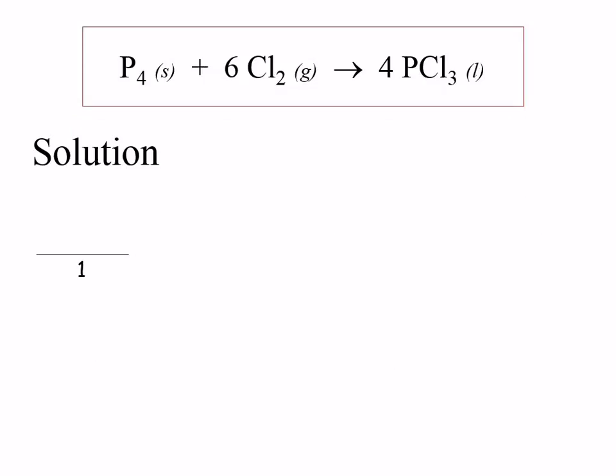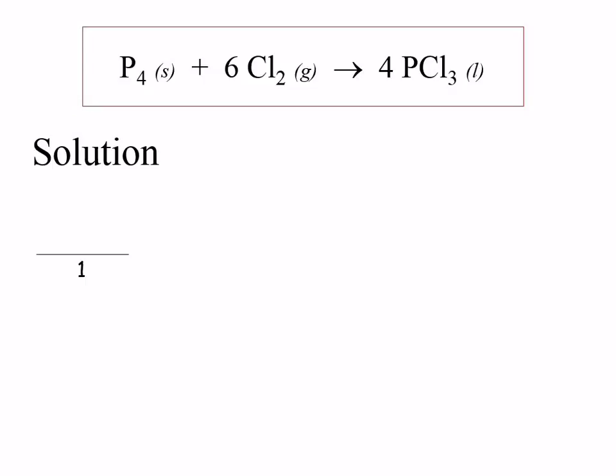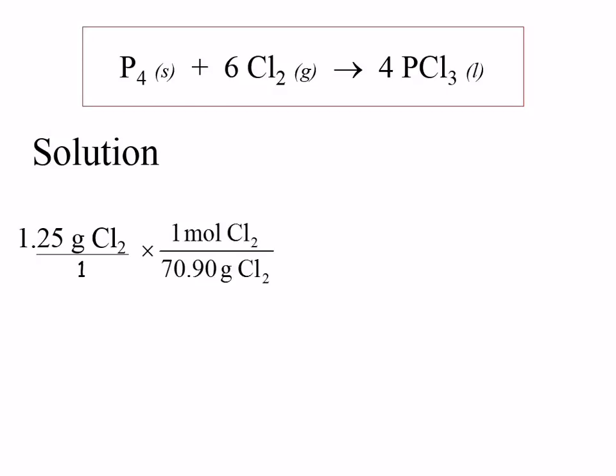So in the second part, did you guys have this slide? Okay. In the second part, we're going from grams of Cl2 to grams of PCl3. So the first 2 terms are going to be the same, aren't they? So 1.25 grams of Cl2 over 1, times 1 mole of Cl2 over 70.90 grams of Cl2, that's the molar mass.